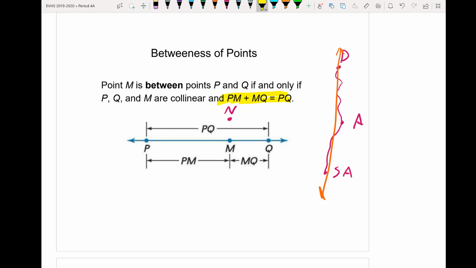Okay, now, let's use simple numbers here. If PM is 4 and MQ is 2, then the full distance from P to Q, this whole thing, is 6. And on many problems, you'll be asked to actually generate the equation PM plus MQ equals QP, or the corresponding version for whatever the points are on that problem. Okay, any questions?